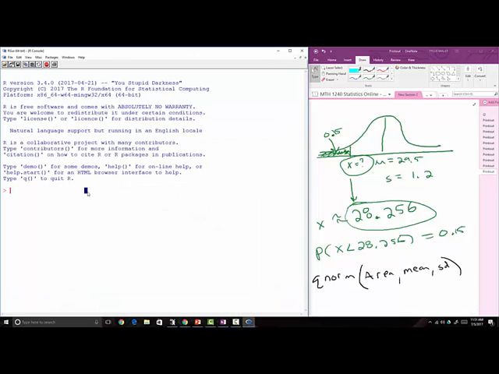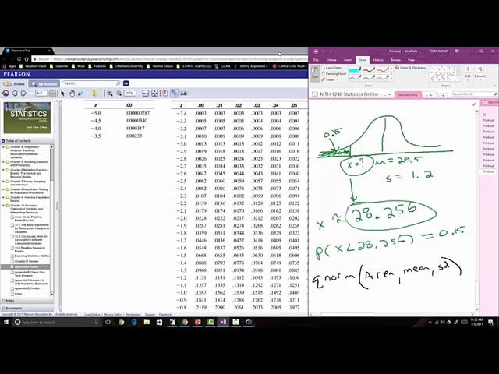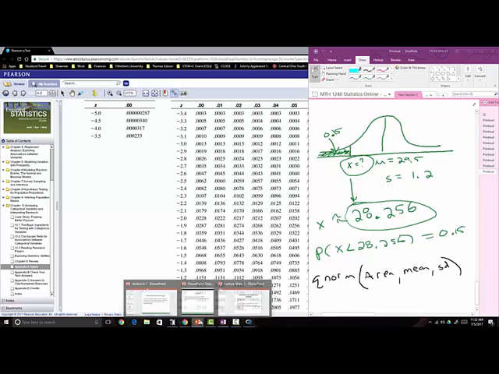So to do this problem, we would do Q norm, and then type in the area, so we would have 0.15. The mean is 29.5, and the standard deviation given was 1.2. So I hit enter, and I get 28.256 still. So we get the same value as before from our graphing calculator.